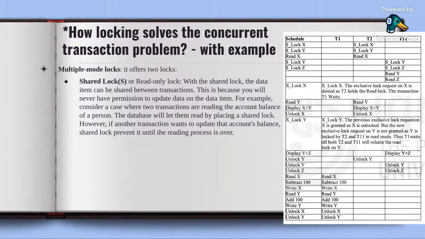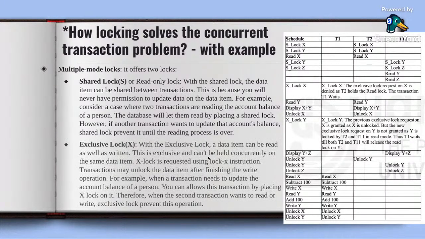Even if one of the transactions is still working on it with a shared lock, we can't put an exclusive lock on that. With an exclusive lock, a data item can be read as well as written. Exclusive locks can't be held concurrently on the same item. An X lock is requested by a transaction, and the transaction may unlock the data item after finishing the operation.